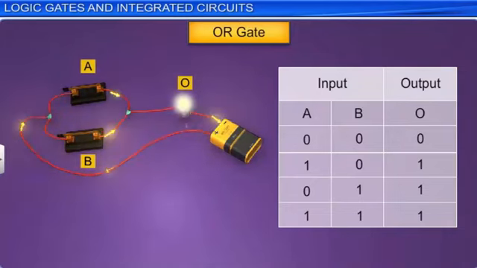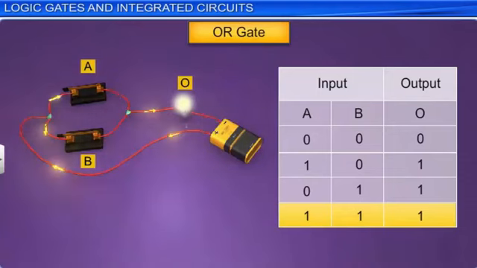The symbol and the truth table of an OR gate are shown here. The output of the OR gate is 1 when either input A or input B or both are 1.